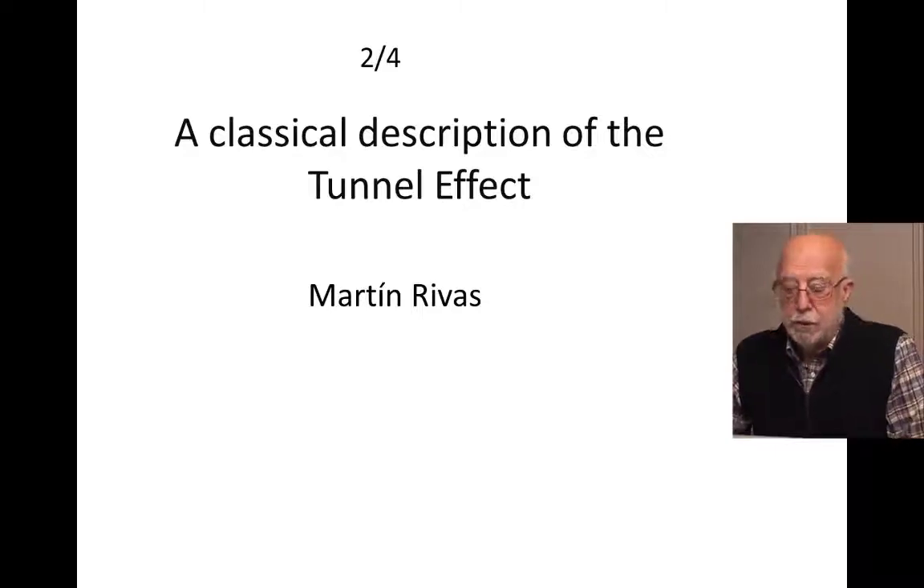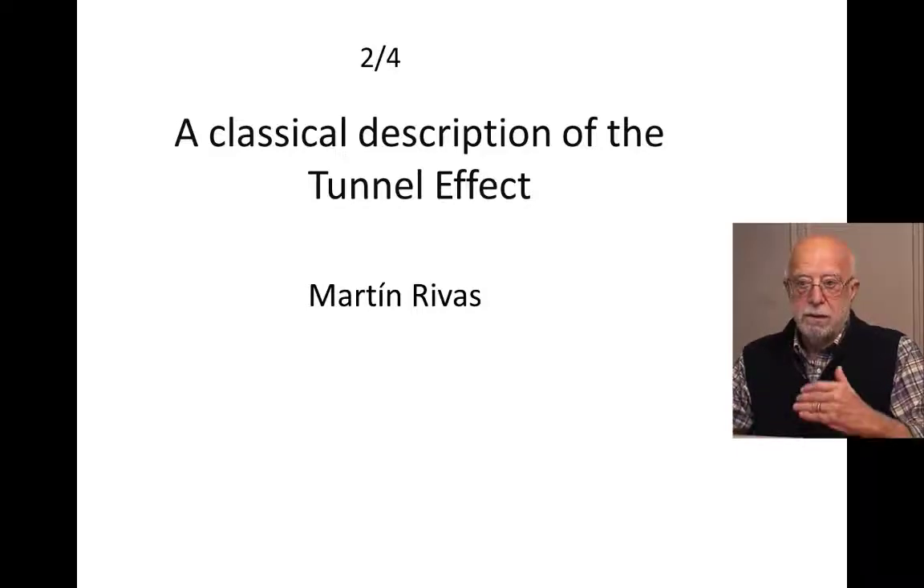This is the second lecture concerning a classical description of the electron, and this classical model of the electron is going to be applied for the classical description of the tunnel effect. The tunnel effect is the name used in quantum mechanics for the crossing of a beam of electrons through a potential barrier.